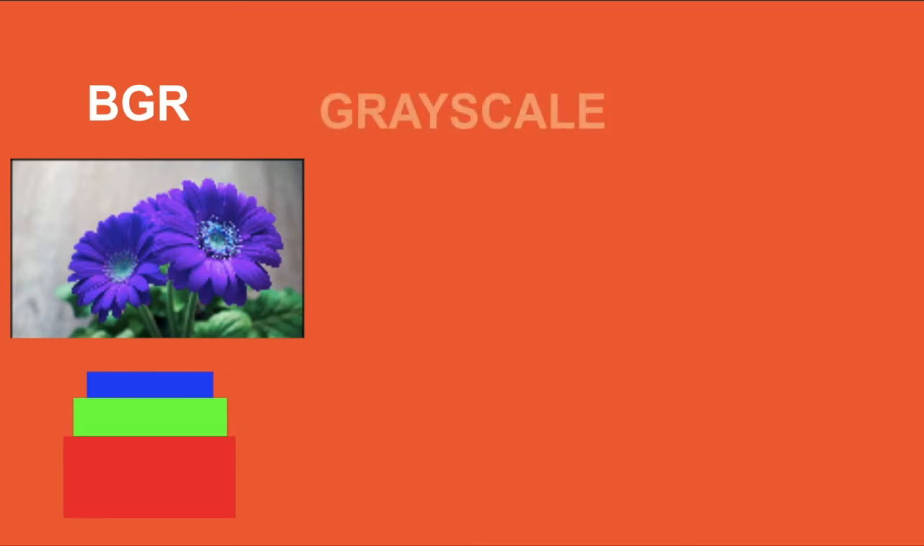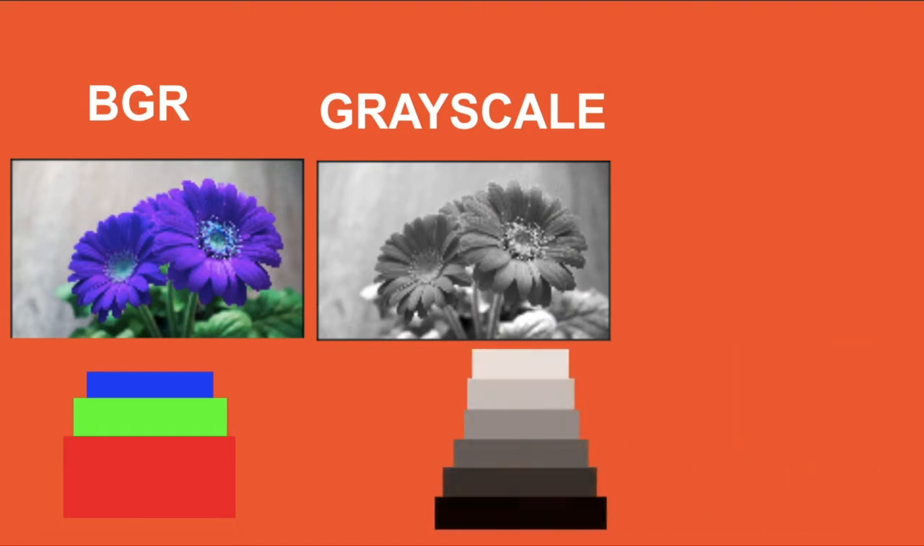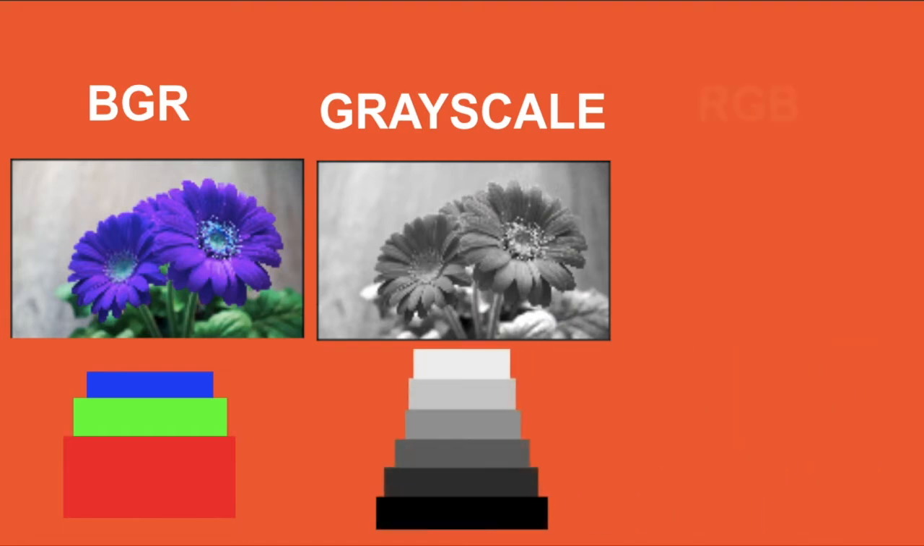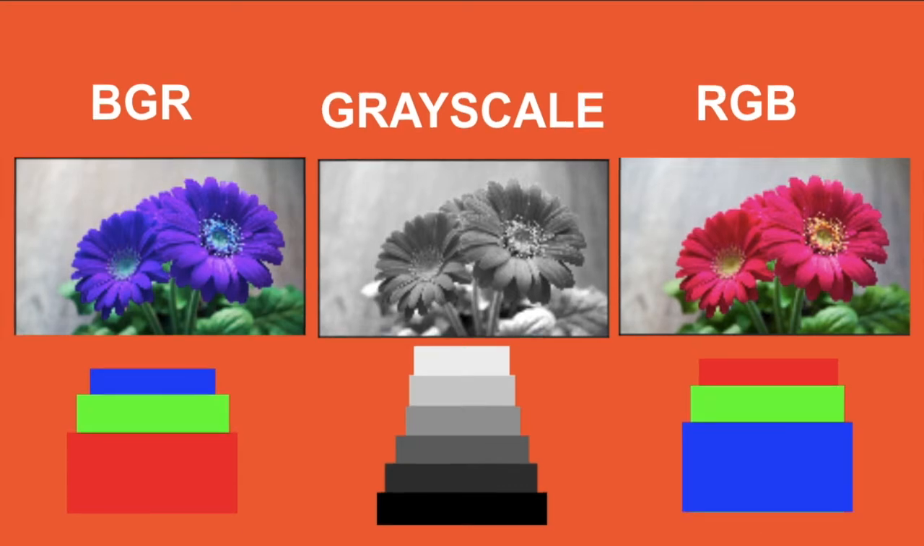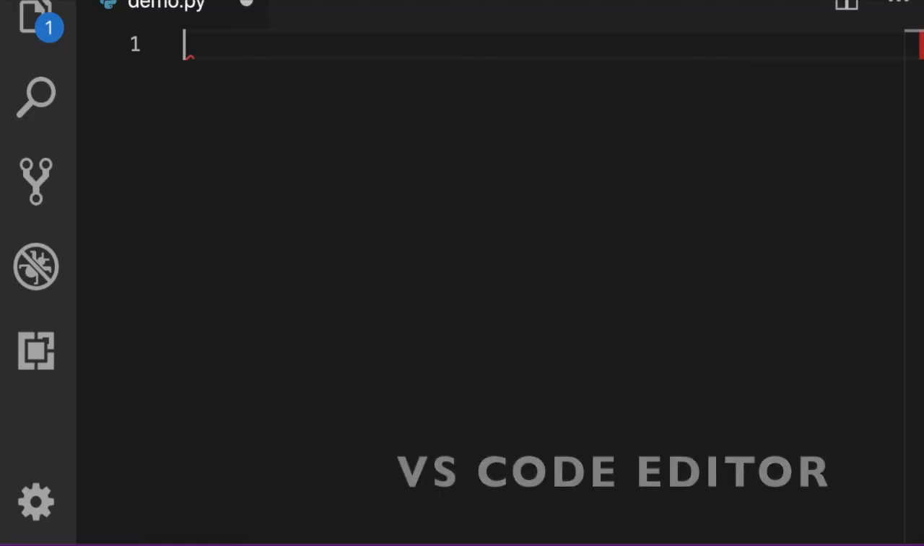The first parameter, IMREAD_COLOR, is going to read the image into BGR format. The second, IMREAD_GRAYSCALE, is going to read the image into grayscale format. The third, IMREAD_UNCHANGED, is going to read the image in its original format. We will learn in depth about all these color spaces in one of my upcoming videos in this OpenCV Python series. For now, let's load an image from a directory into a variable.